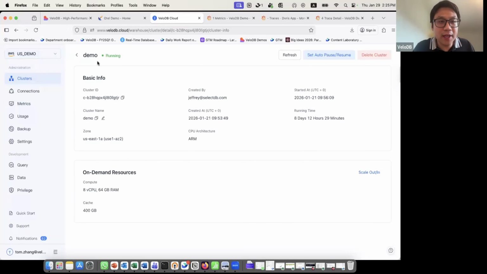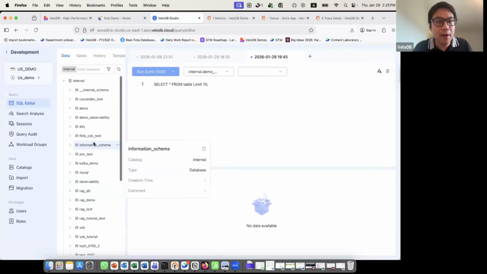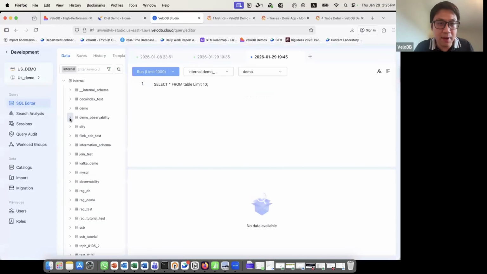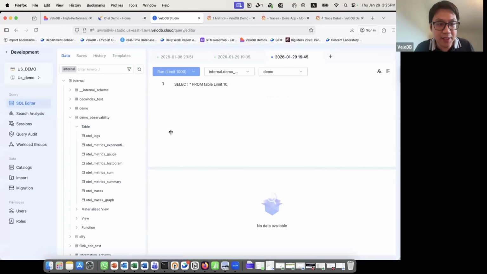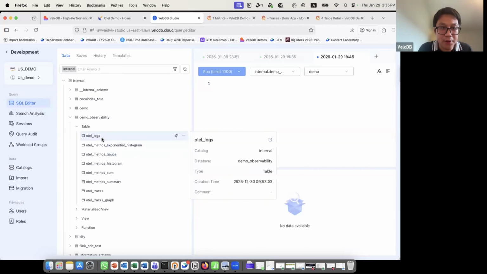And we're going to take a look at this demo cluster, which is running the warehouse. So we're going to explore in the query editor. And we'll see that there's a whole set of schema. In today's case, we're really interested in the demo observability, and there's a set of OpenTelemetry tables that we can look at. So here, using the demo cluster, you can query it by SQL right here. So we have demo observability. And if I want to just do a quick select query on the OTel logs, I can do so.